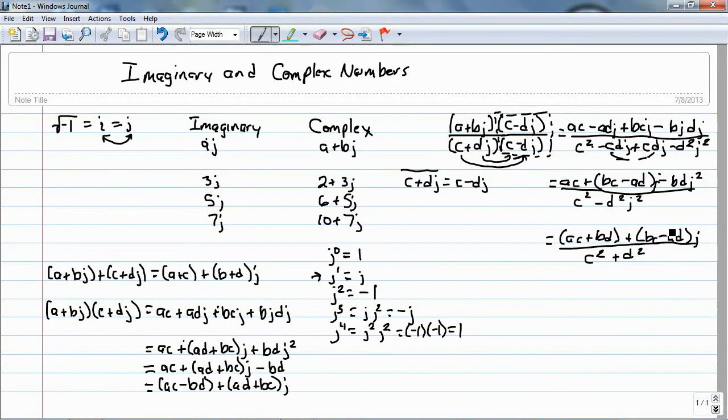So these are the different operations for imaginary and complex numbers. We'll be using these quite a bit this semester.